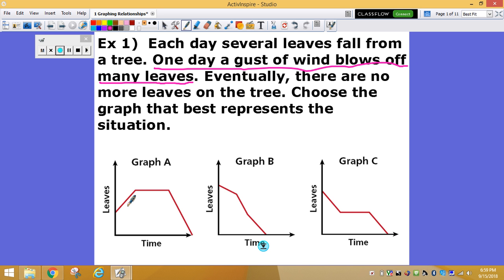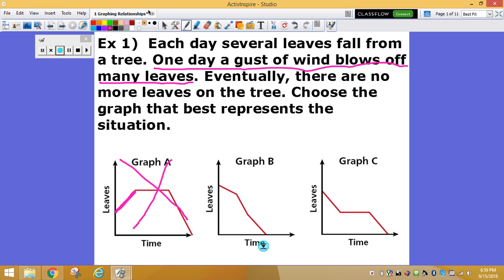Okay, so let's look at these graphs. Graph A, if your graph is going up, and we're talking about the number of leaves and the time, does the graph going up mean that leaves are falling off of a tree? No. So we know A cannot be it. B could be it, leaves are falling right here, and C could be it, leaves are falling right here. So let's keep reading. Eventually, there are no more leaves on the tree.